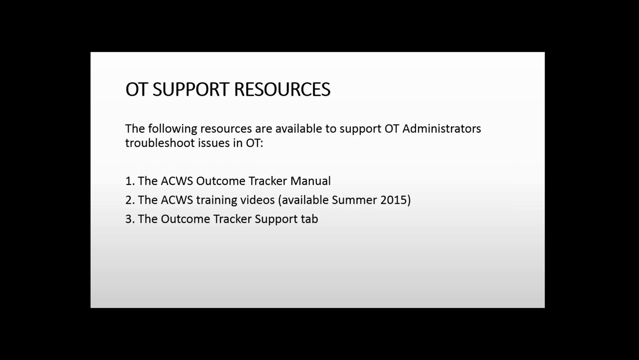Some of the resources that are available to you: we have an ACWS member-only website, where we post a lot of our resources. We have the ACWS Outcome Tracker Manual, which was revised in the fall and has been included as a handout in this webinar, so you should have a copy available to you. We will be revising this manual again this summer to accompany new training videos. We will be creating videos for all of our basic training and advanced training to support you with training within your shelter and tackling some of the more difficult projects in Outcome Tracker on your own.